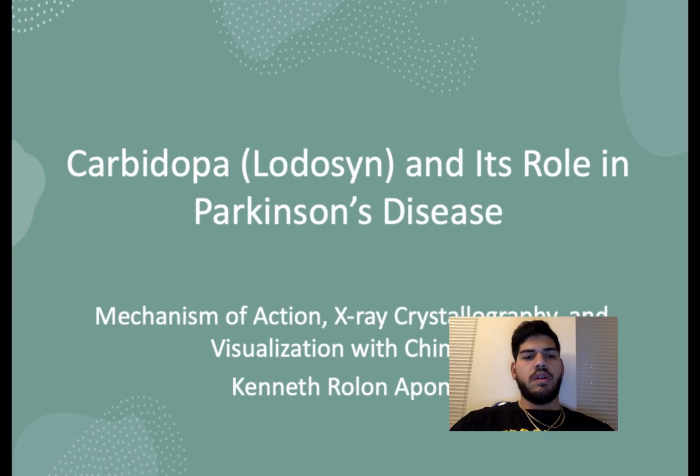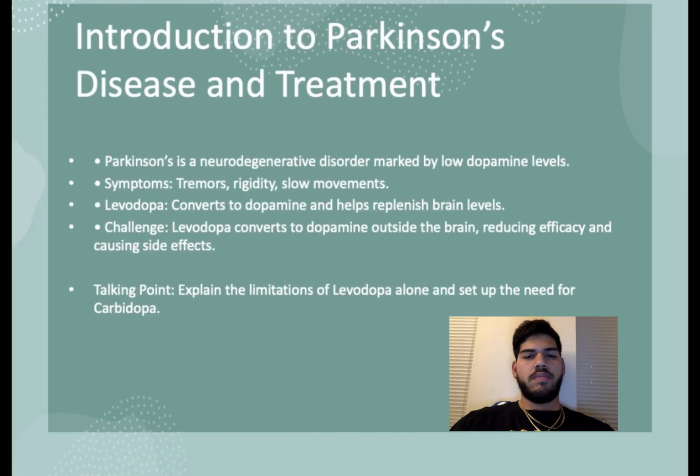Let's start with a quick overview of Parkinson's disease. It's a neurodegenerative disorder, and one of the main issues is low dopamine levels in the brain. Dopamine is essential for smooth movement. So, without enough of it, people with Parkinson's experience tremors, rigidity, and slow movement.